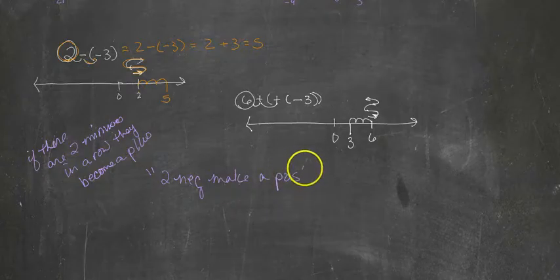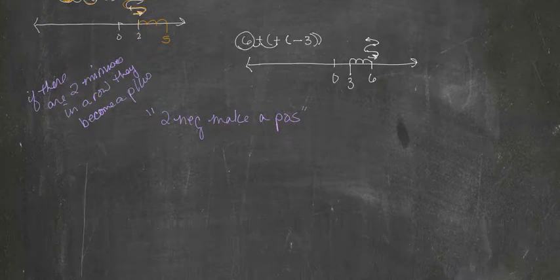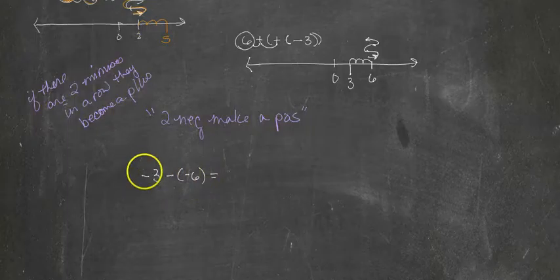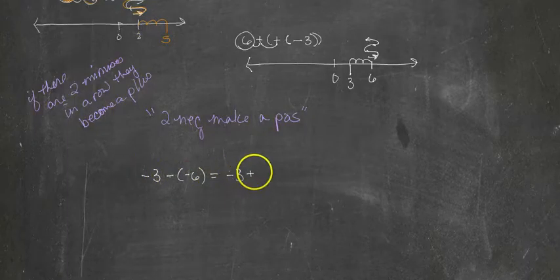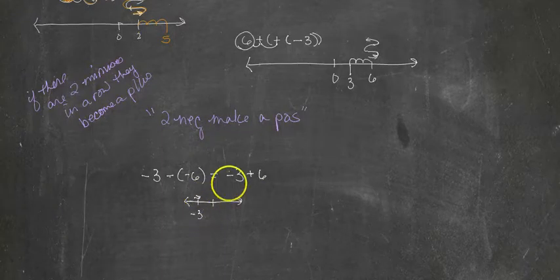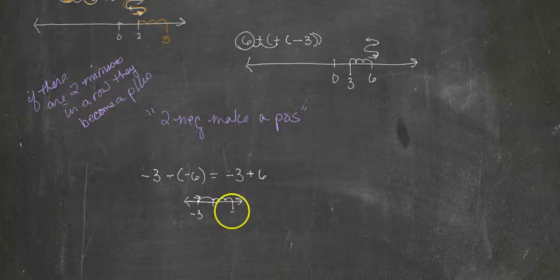Okay, so let's apply this to some more examples. Suppose I have negative 3 minus negative 6. Well, there's only one negative with the 3, so I have to keep it. And then minus minus means plus 6. So now I've just converted it to an addition problem. I start at negative 3, and I'm going to go in the right direction. I'm going to go 6 bounces. So 3, 4, 5, 6 puts me at a positive 3.